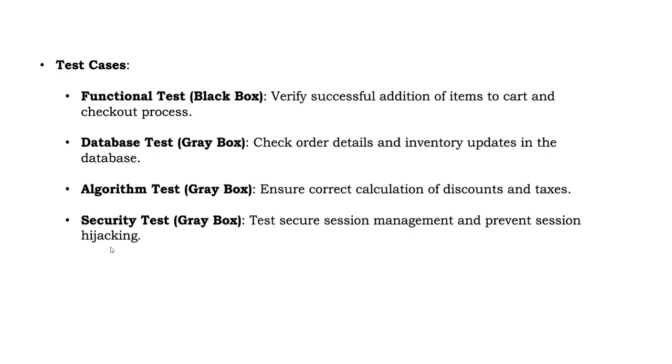So in black box, I just placed an order. Simple. But the database is something internal, it is structure, it is code, right? I mean, I'm verifying the table. So that is where it is considered gray box testing. In the algorithm also, we are checking from the internal code whether the calculation is happening correctly or not. And the same with security under gray box testing. So this is how we can differentiate black box, white box, and gray box testing.